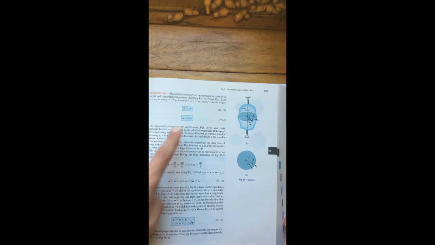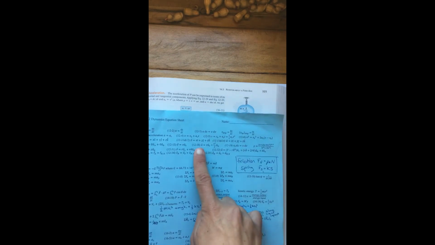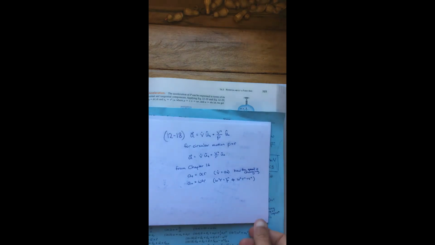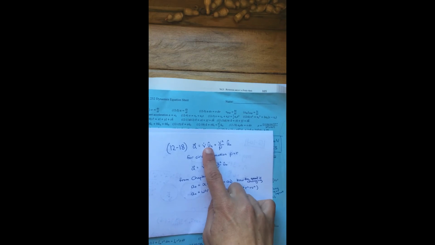Then we have something similar for acceleration on page 325. We have the tangential component of the acceleration and the normal component of the acceleration. You can read through page 325. And we talked about normal and tangential components of acceleration back in chapter 12, and we had equation 12.18 for that. And we also talked back when we studied chapter 12 about the relationship between this and the angular velocity and the angular acceleration. So let's go back and take a look at that.